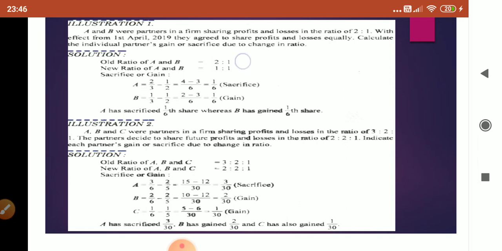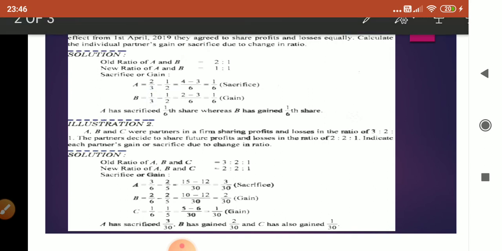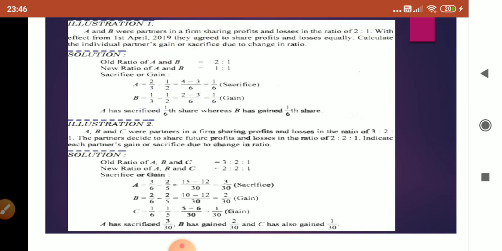Old ratio is 1/3. New ratio is 1/2. So 1/3 minus 1/2. Now multiply the denominators first. 3 into 2, 6. 2 into 1, 2. 3 into 1, 3. 2 minus 3 over 6. The answer is minus 1/6. When the answer is negative, that partner is gaining. So we know that A has sacrificed 1/6 share and B has gained 1/6 share. And another point is proved here. Gain will be equal to sacrifice. 1/6 is same.